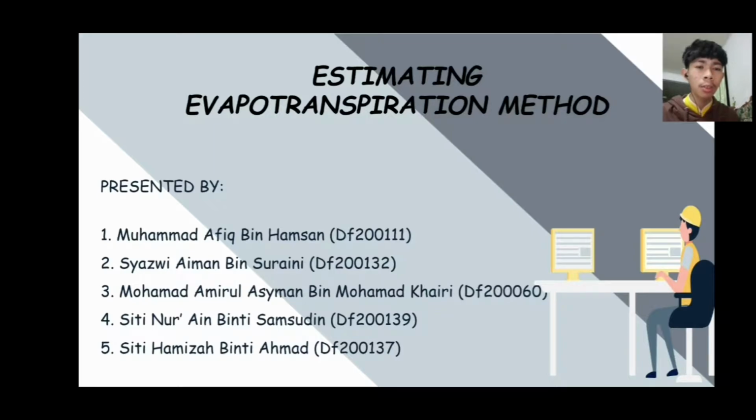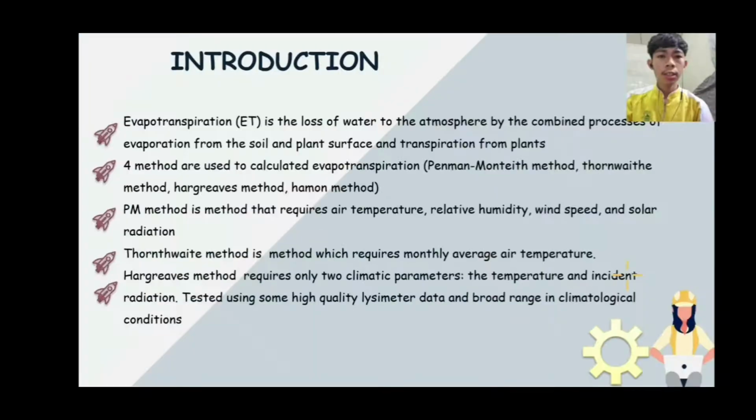We present our topic, estimating evapotranspiration method. Introduction. Evapotranspiration is the loss of water to the atmosphere by the combined process of evaporation from soil and transpiration from plants. There are four methods to calculate ET. First, the Penman method, Thornthwaite method, Hargreaves method, and Hammond method.